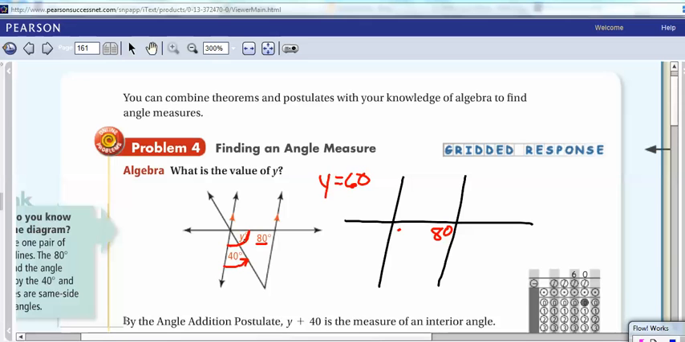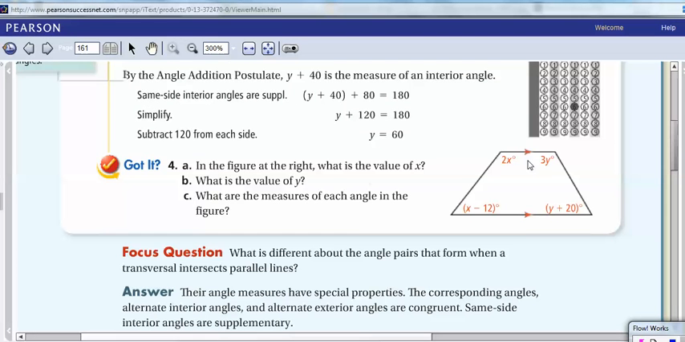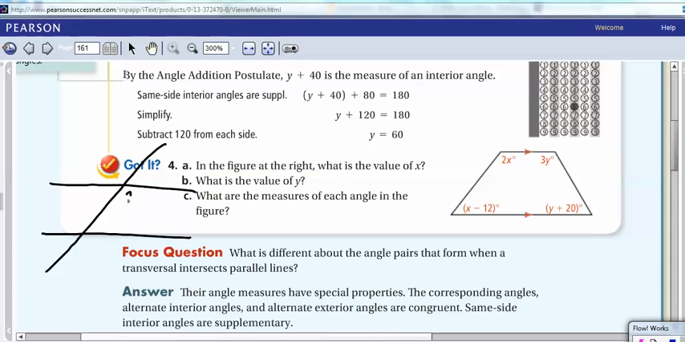Okay? You're going to get other pictures that look like this. Right here. See it? Now, what I want you to do is extend this side. If I go over here and do that, and I tell you that that's 2x and that's x minus 12, how would you solve for x?